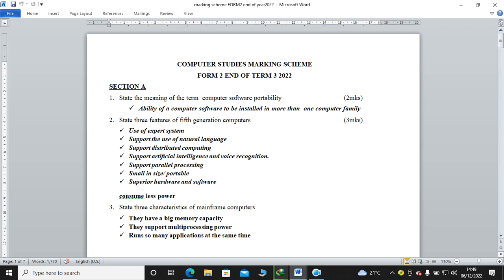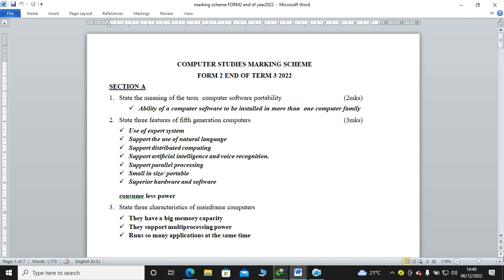State 3 features of 5th generation computers. This is Form 1 first topic, Introduction to Computers. So the 5th generation of computer uses expert system. An expert system is a computer system that works at the level of a human expert. For example, a computer trying to diagnose a disease. In that case, it is acting like a doctor. That is an expert system. Then we have it supports the use of natural language. That means a computer can translate French to English. It can translate Swahili to English. That is about natural language processing.